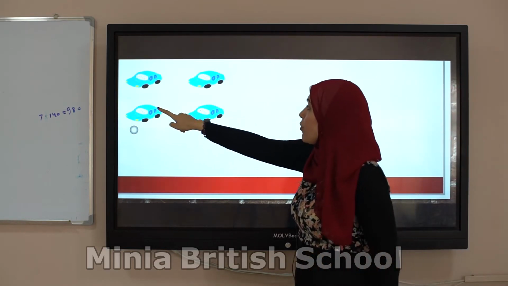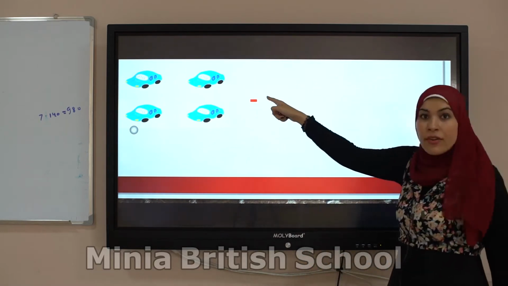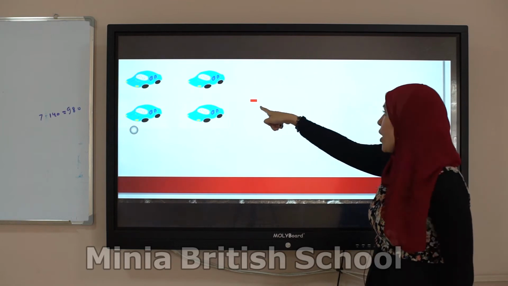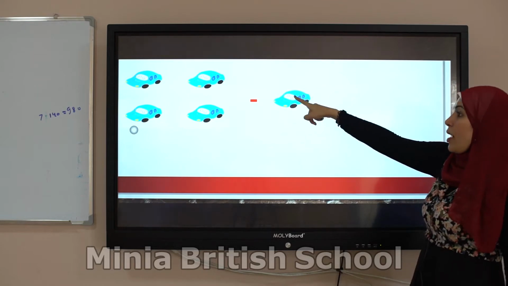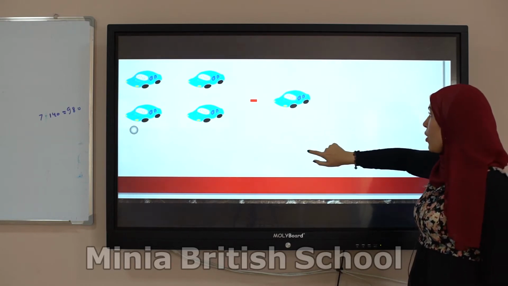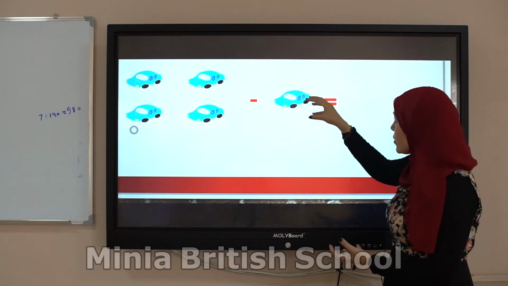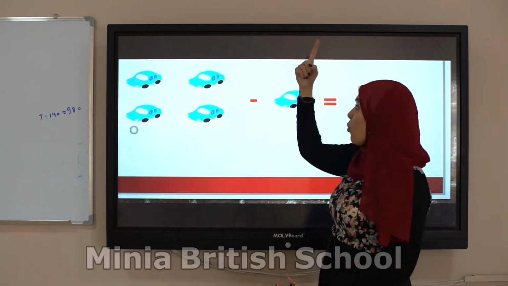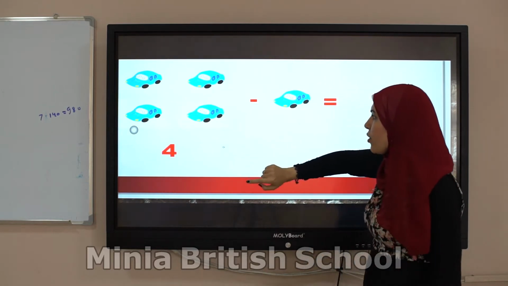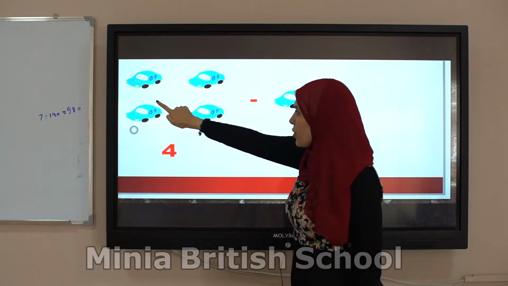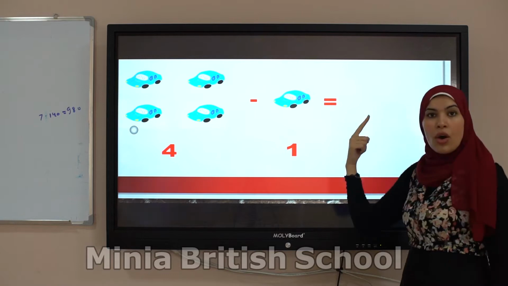Here I have 1, 2, 3, 4 balls. Read the sign. What is the sign? Minus. This is the subtraction sign. Here I have 1 car. Now I want to take away 1 car from these cars. Okay, let's count how many cars here. 1, 2, 3, 4. And here I have 1 car.